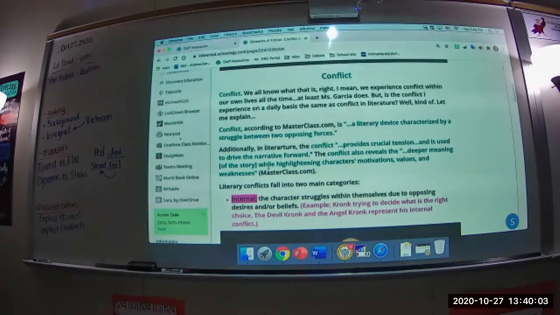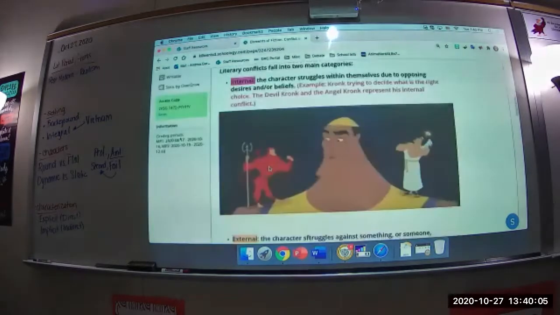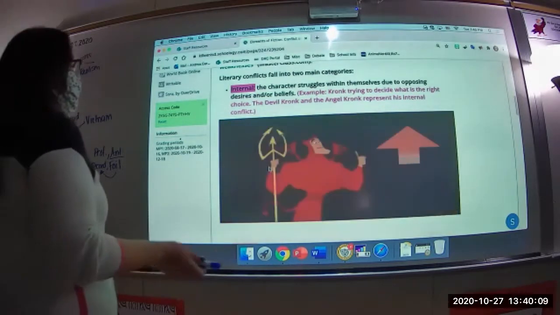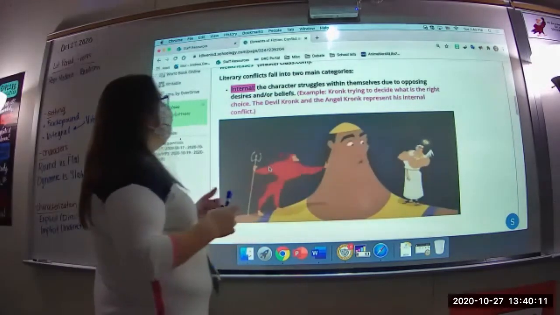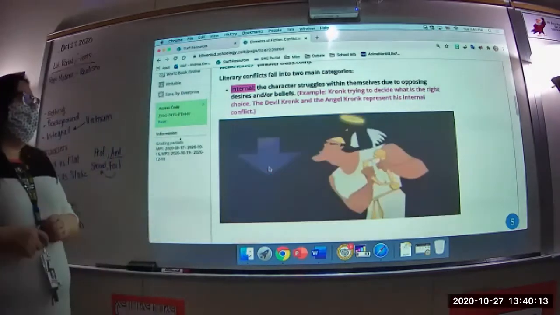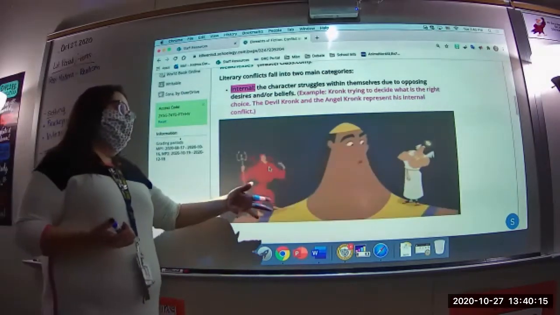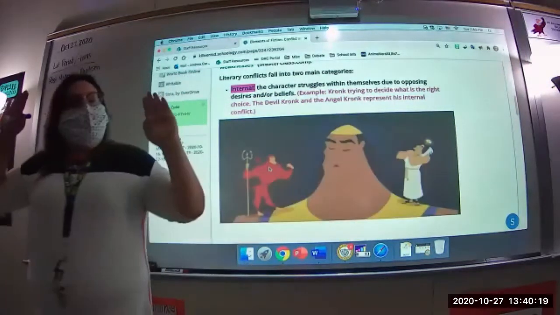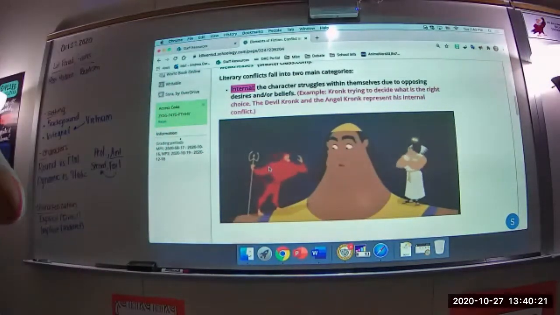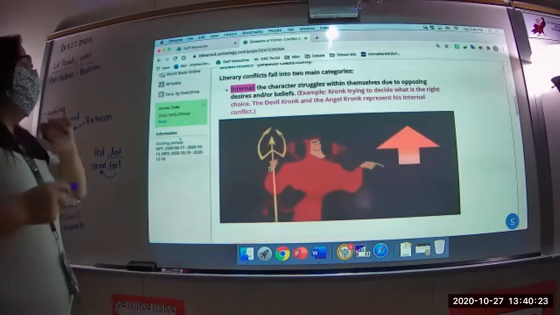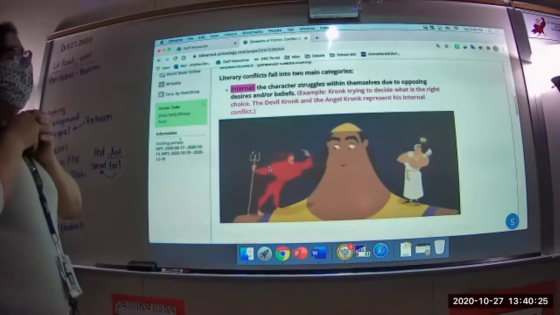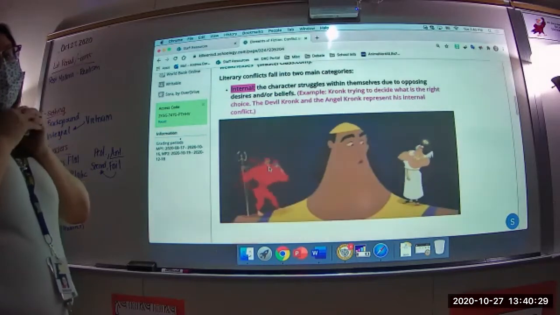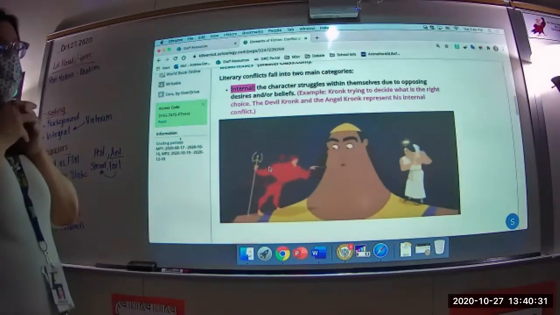So there's two types of conflict. We have internal. The character struggles within themselves due to opposing desires or beliefs. The example is Kronk, right? Whenever the angel and the devil show up, that's his inner thoughts trying to battle it out. Is there anybody that's struggling with internal conflicts from the story? Yes. Who? Lieutenant Cross.